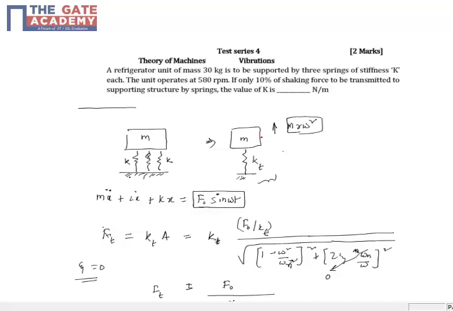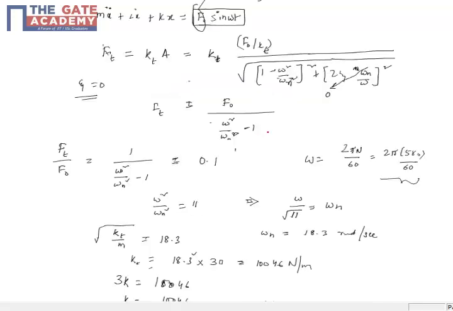You always have to see what your transmissibility ratio is, which is Ft by F naught, the transmitted force amplitude over the applied force amplitude. The applied force amplitude is F naught and the transmitted force amplitude is Ft. That ratio, when you don't have any damping, will be 1 by omega square by omega n square minus 1. We have derived it, otherwise you can use it directly if you remember it.